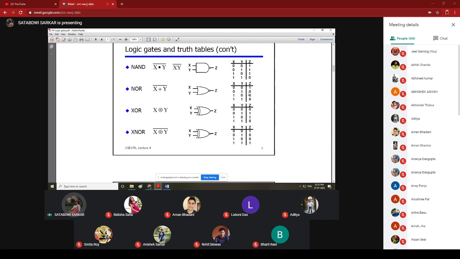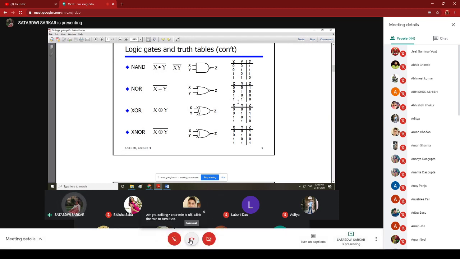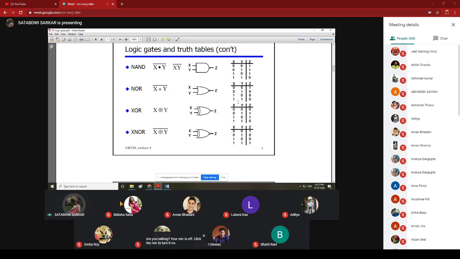So we have 0 as the output. And now x and y both have value 1. So 1 plus 1. We know that in binary addition, 1 plus 1 is 1, not 2. So the complement of 1 is again 0. So this is the output of the NOR gate. This is also called the truth table of the NOR gate.